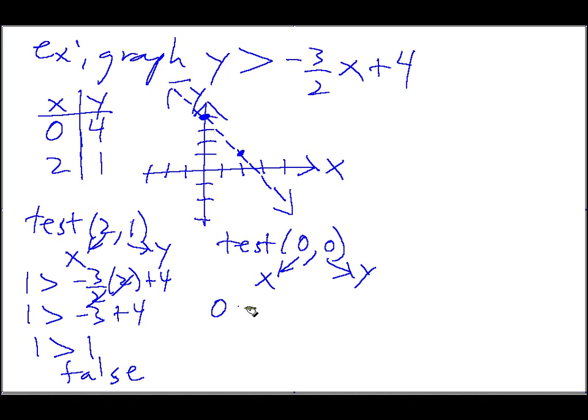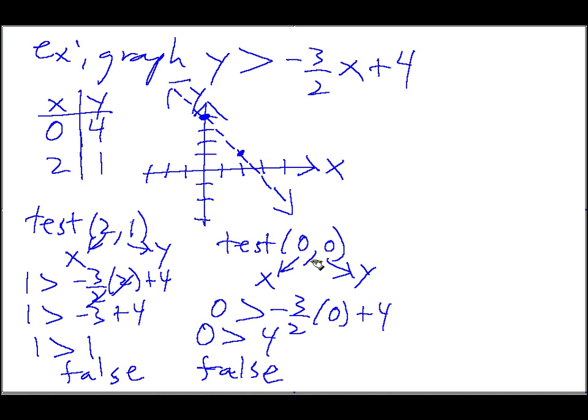So y is 0. So 0 greater than negative 3 halves times 0 for x, plus 4. Is that true or false? Well, 0 greater than, that drops off, negative 3 halves times 0 is 0, and 0 plus 4 is going to be 4. So therefore, is 0 bigger than 4? Well, the answer is no, it's not. So this is false. So therefore, this ordered pair (0, 0) does not satisfy the inequality.